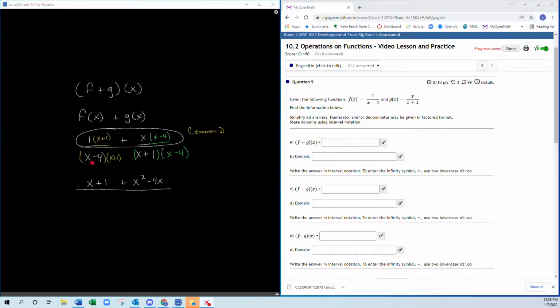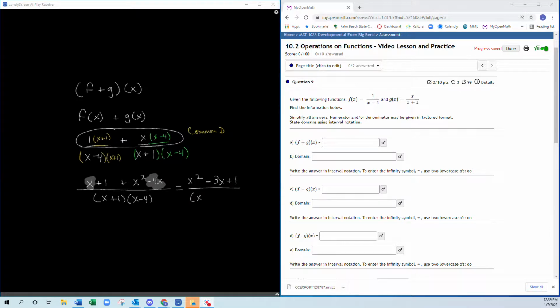Even though this is written as x minus 4 times x plus 1 and x plus 1 times x minus 4, the order of that doesn't matter. So I'm just going to put them both as x plus 1 times x minus 4. I do want to simplify the numerator and put it in descending order, so that gives me x squared. I combine my like terms, which are x and negative 4x, and that combines to give me negative 3x plus 1, again, all over my common denominator.